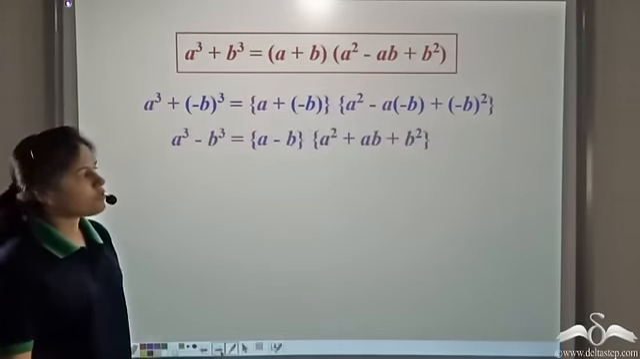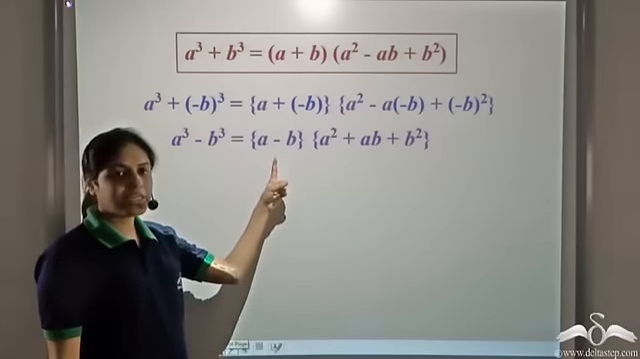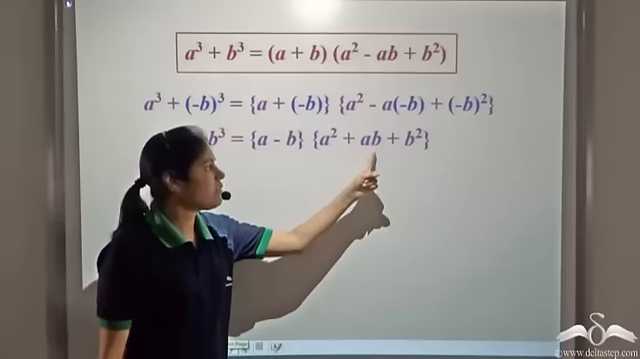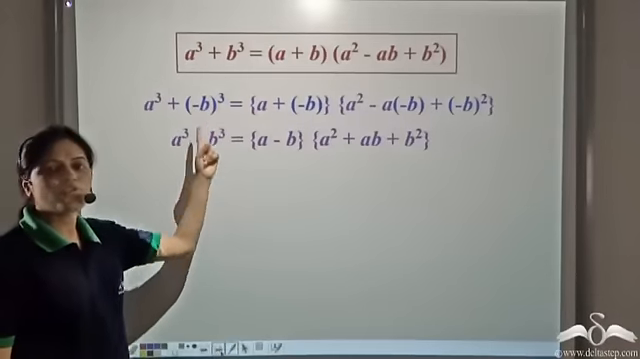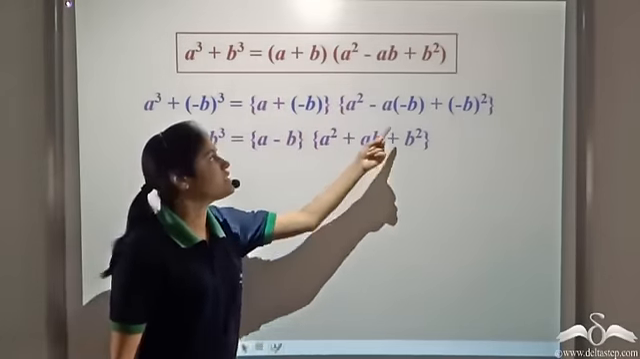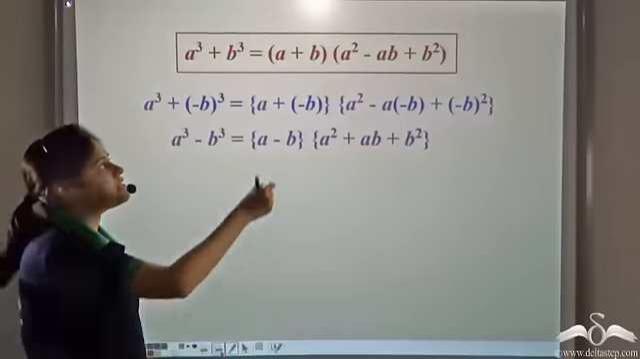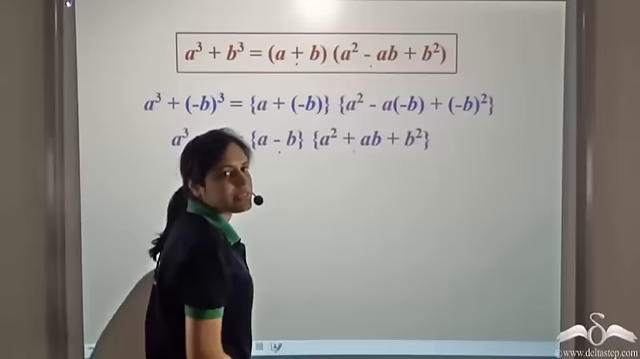So this is what we have. A cube minus b cube is a minus b into a square plus ab plus b square. We see it is similar to a cube plus b cube. The difference is with respect to the signs. The difference is just with respect to the plus and minus signs.